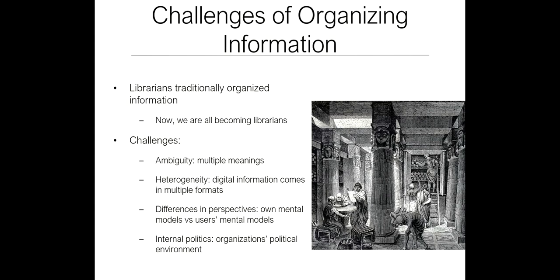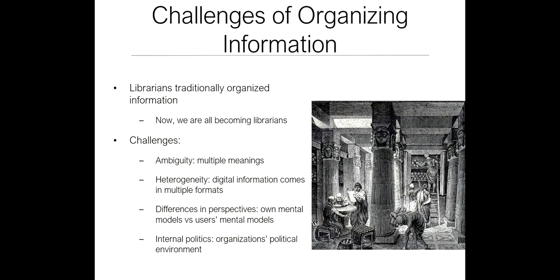Librarians traditionally have organized information in this type of way, but now for many of us, we are becoming essentially our own librarians, and the challenges with this is things like ambiguity. There may be in fact multiple meanings for terms. There's also some issues relating to heterogeneity. Digital information comes again in multiple formats. Differences in perspective, your own mental model versus your user's mental models, on how you conceive information, how your users may actually want that in a particular scenario.